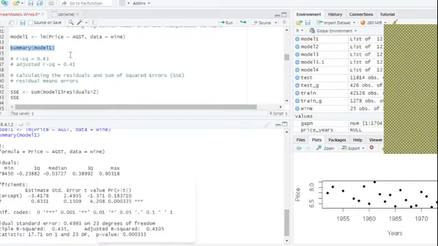Of this, what I am doing is squaring the residuals, which are the errors. Residuals give me the errors. I am squaring all the residuals. This output is giving me only the minimum, quartiles, and median of the residuals. But what I'm doing is squaring all the residuals and summing them. That will give me SSE.